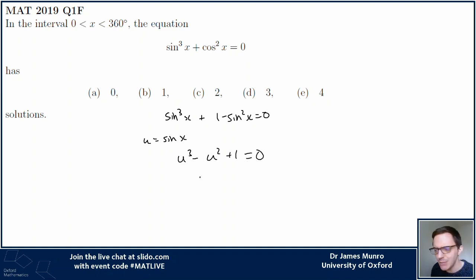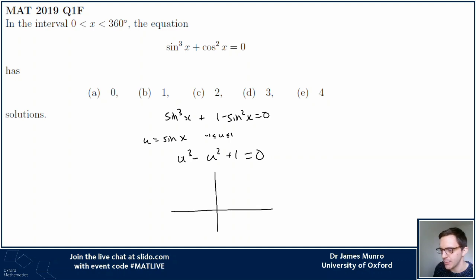So I've got down to a cubic equation, u cubed minus u squared plus 1 equals 0. And it's a cubic equation, so I don't automatically know how many roots it's got. Maybe I should try and draw a picture of this. I suppose sine x is between minus 1 and 1, so I should think about u being just between minus 1 and 1. So I should try and draw a picture of this cubic for those values of u.